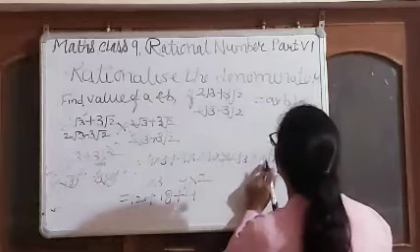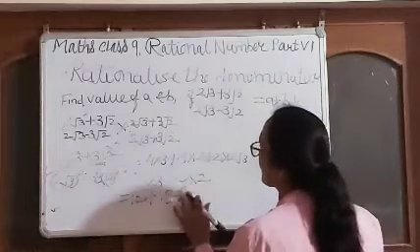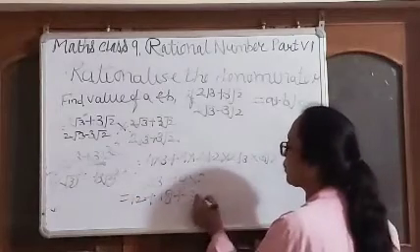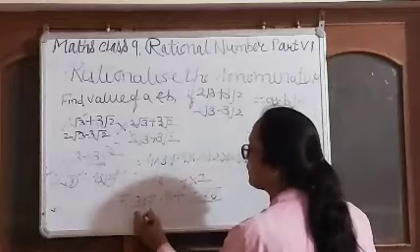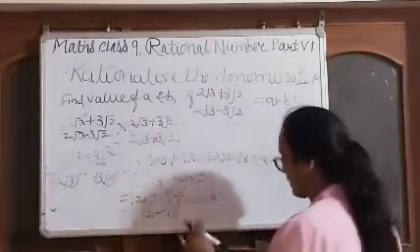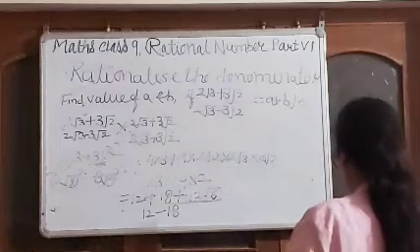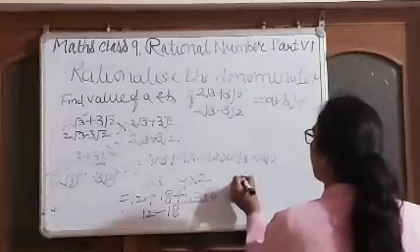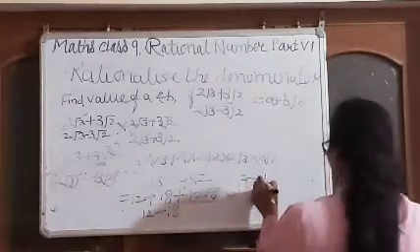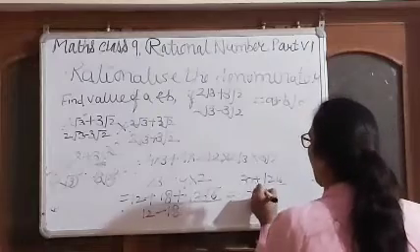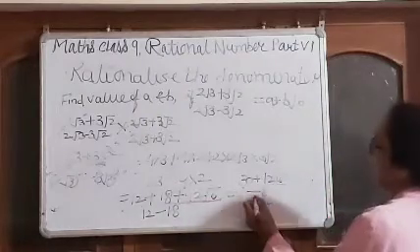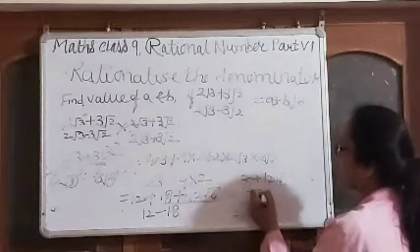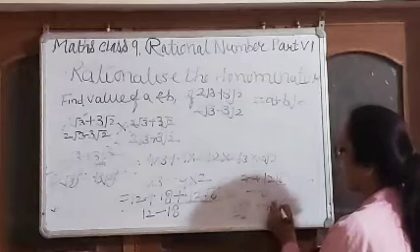2 into 2 is 4. 4 3s are 12. And root 3 into root 2 is root 6, upon 12 minus 18. So it becomes 12 plus 18 is 30, plus 12 root 6, upon minus 6. So 30 upon minus 6, plus minus 12 root 6 upon 6.